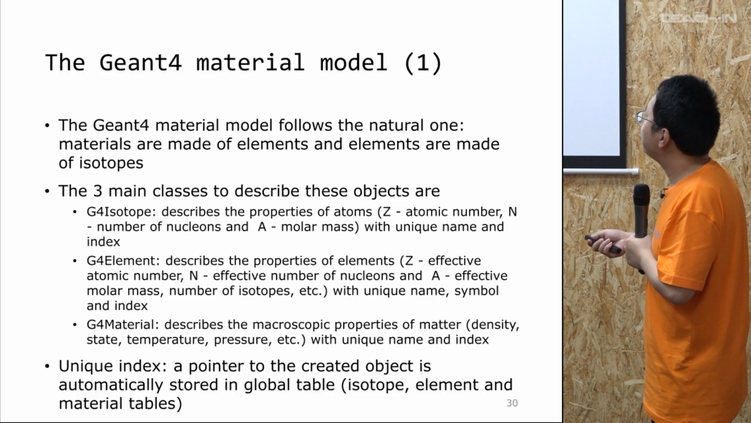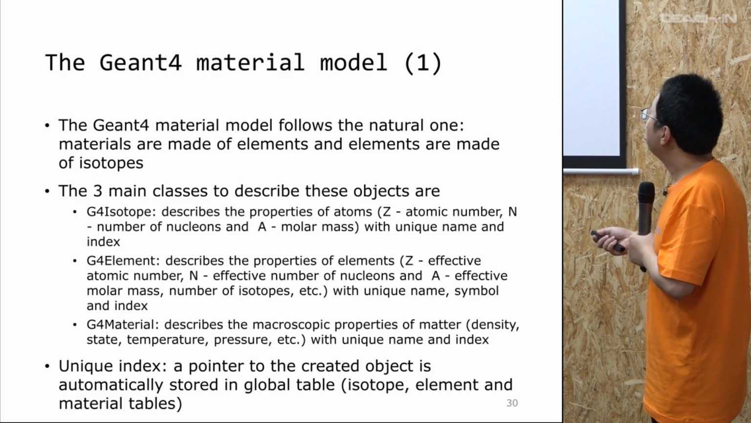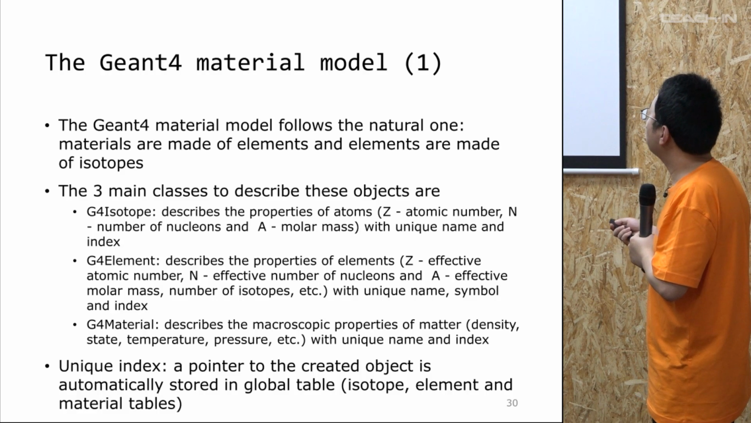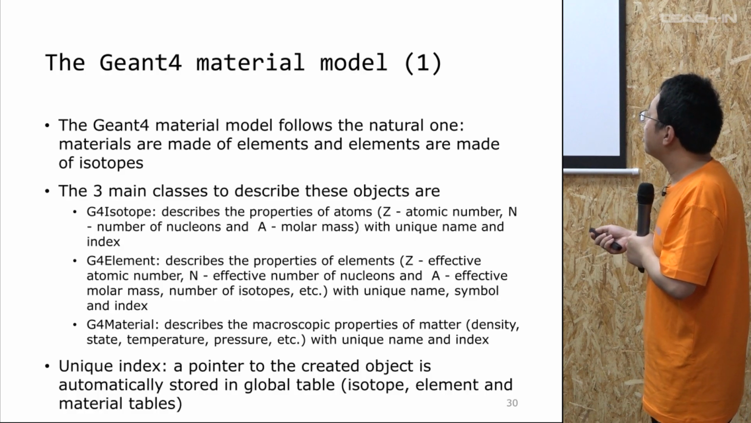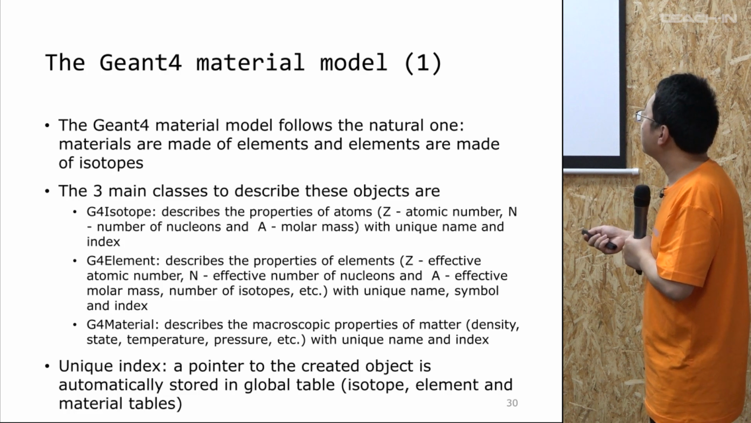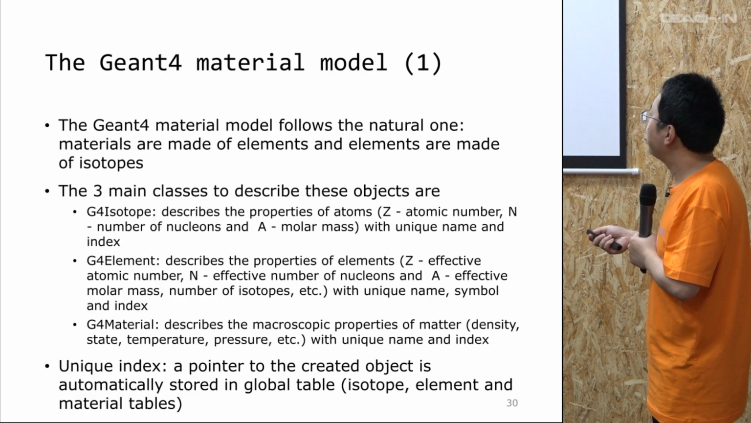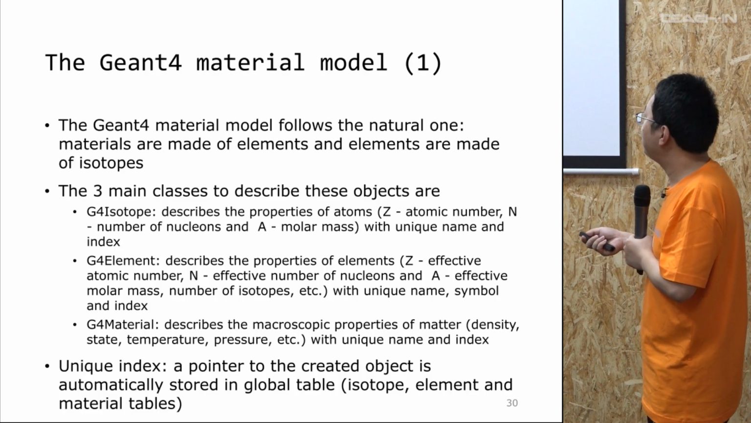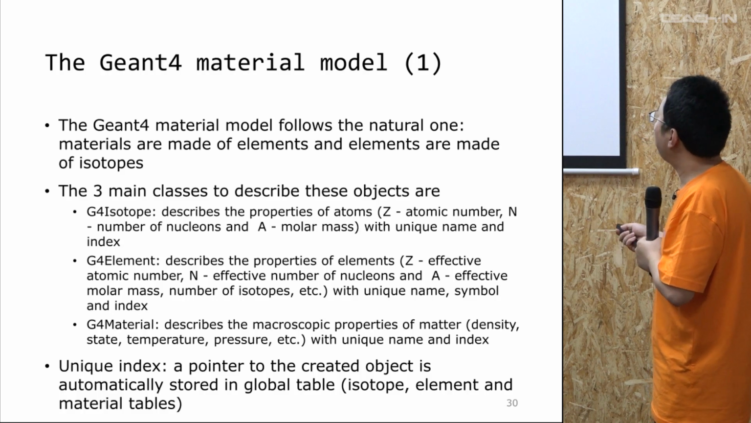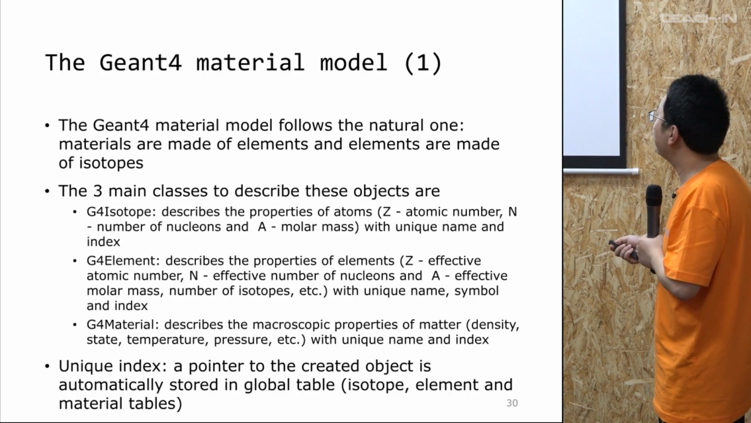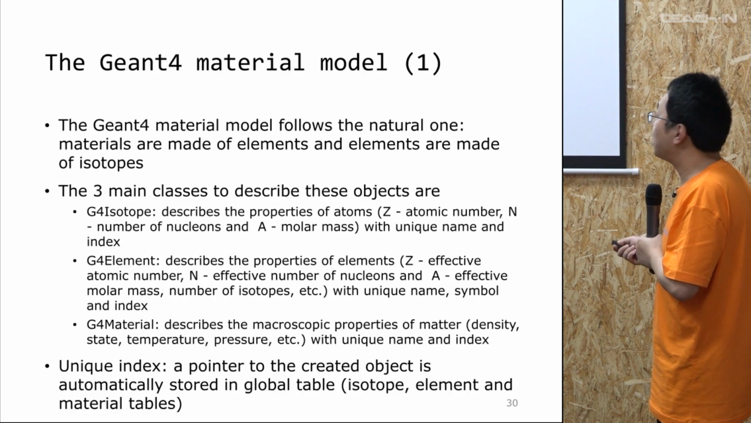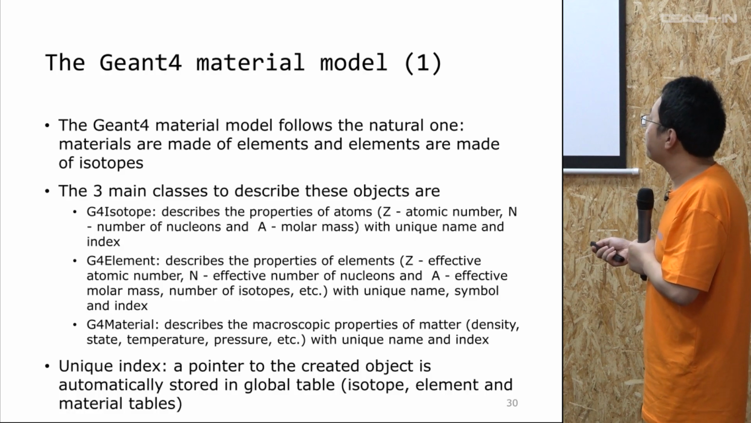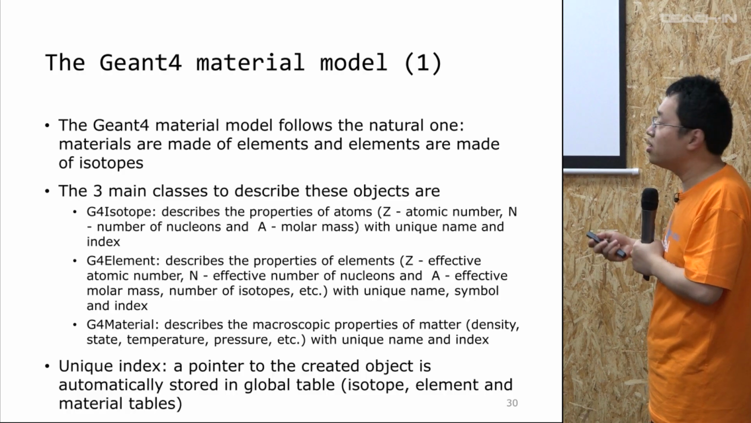For example, the bottom level is the isotope, which describes the properties of the atoms. You use Z, N and A to describe these isotopes. Different isotopes can then be combined to make an element, called G4Element. You can have the effective atomic number, the effective number of nucleons, the molar mass, and the number of isotopes. Based on this, we can construct the real materials.